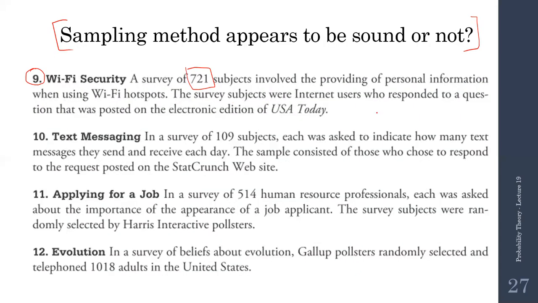Faqat internet foydalanuvchilaridan. Bu internet foydalanuvchilari ham hammasi USA Today degan gazetaning saytiga kiradiganlar ekan. So sampling method does not appear to be sound in this case. Yoki aytaylik, Kun.uz saytiga kiradigan, Telegramda Kun.uz'ni o'qiydiganlar javob bera oladi, xolos. Kim saytiga kiradigan bo'lsa, shular javob beradi. Demak, biz o'tkazgan so'rovnomamiz to'g'ri bo'lmaydi.